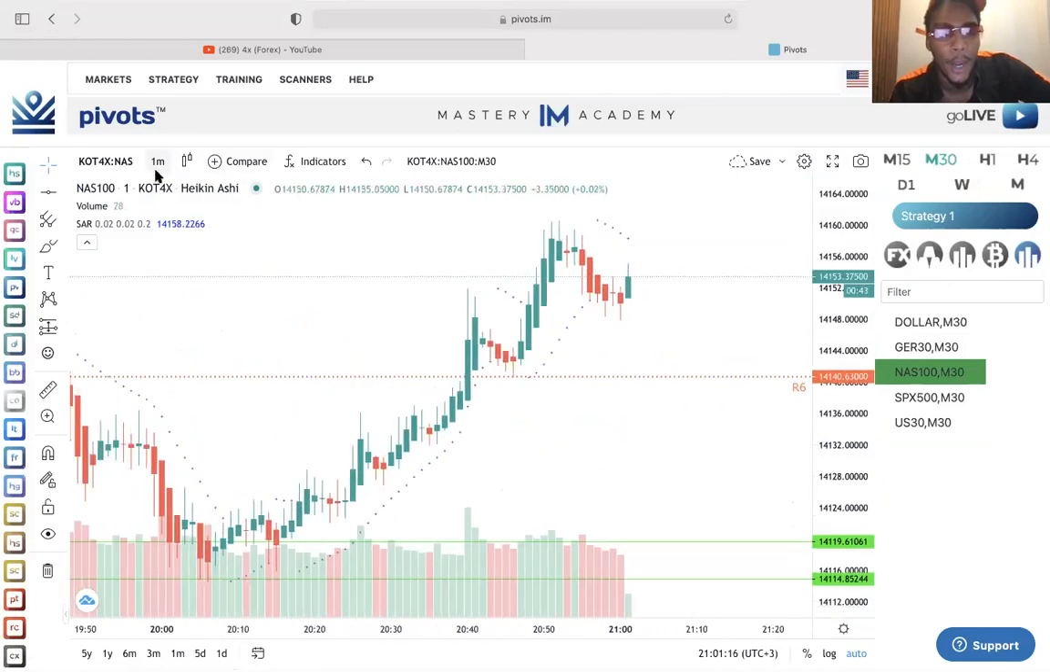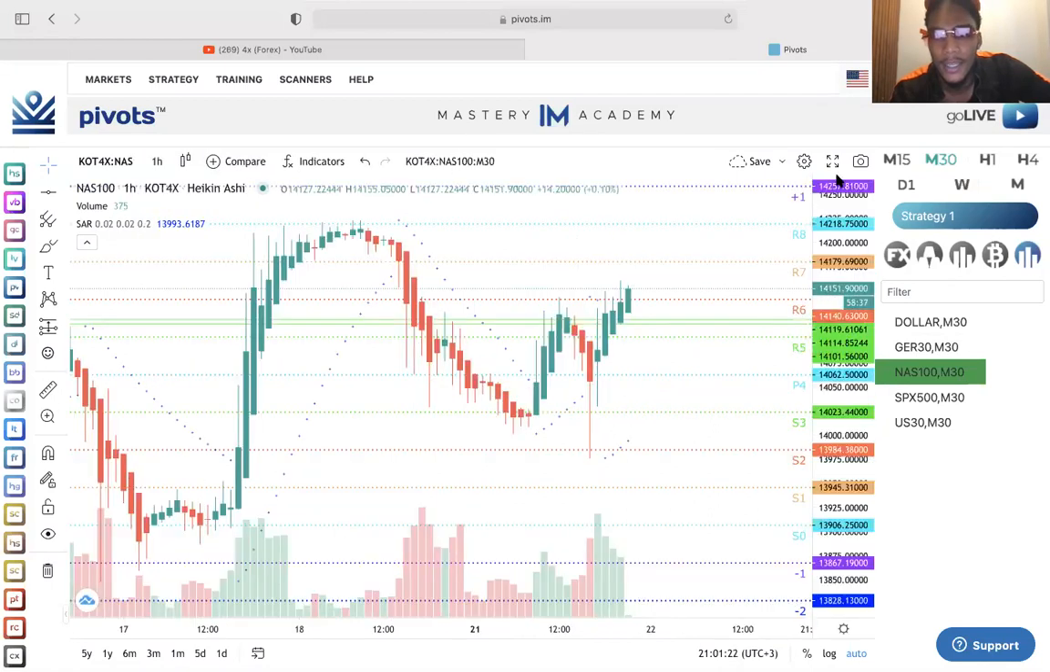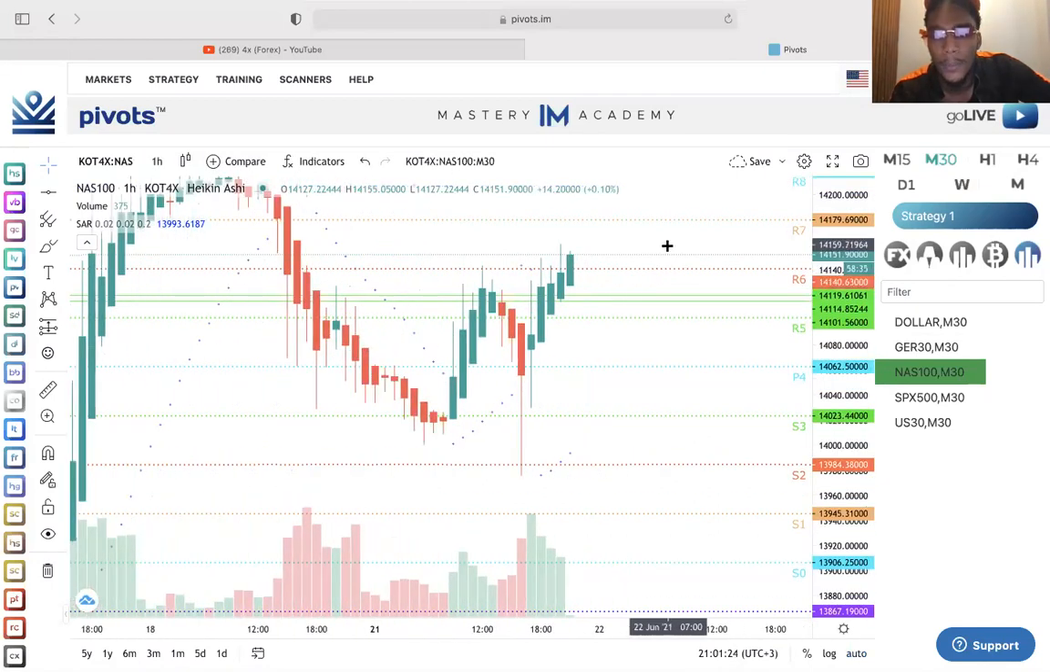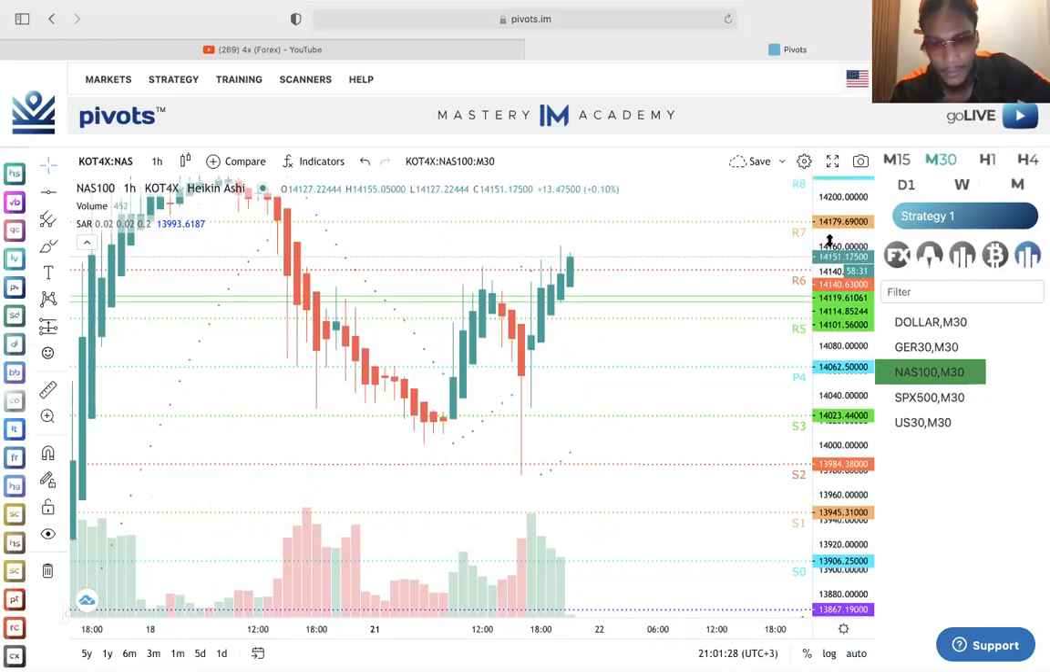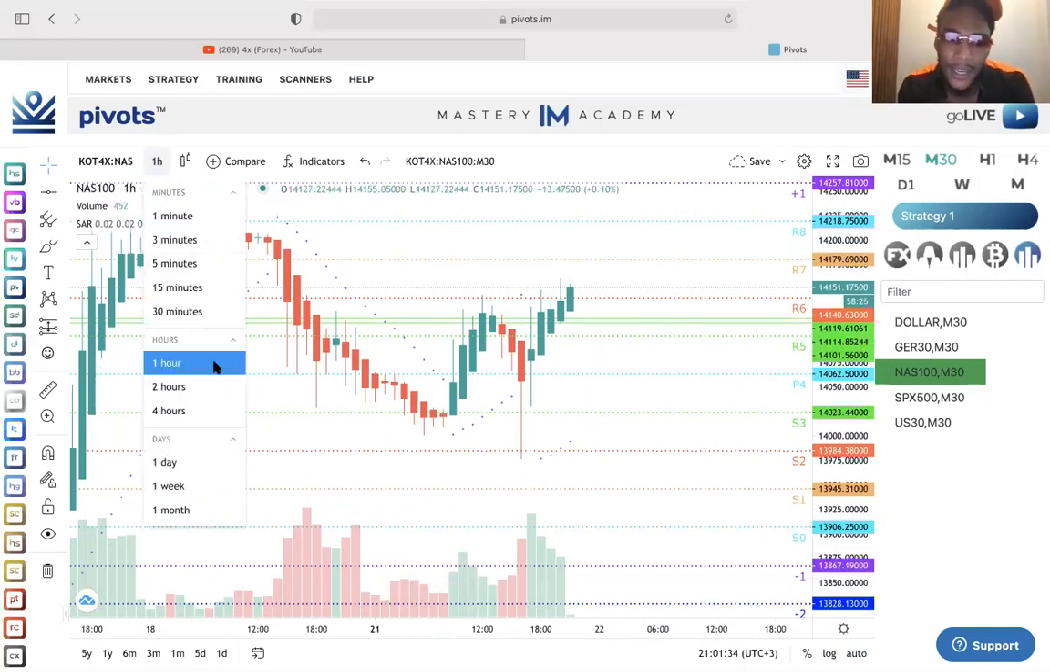That's it. But overall, I would have been like, let me look at the hourly and let me get set up and see what it's looking like. So if this R6 gets broken above on the hourly, we could ride this thing up possibly all the way to the R7. That's how I would look at it because it is a lot of buying pressure right now, but you still have to be careful no matter what.